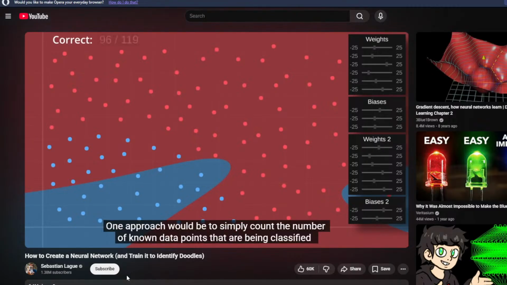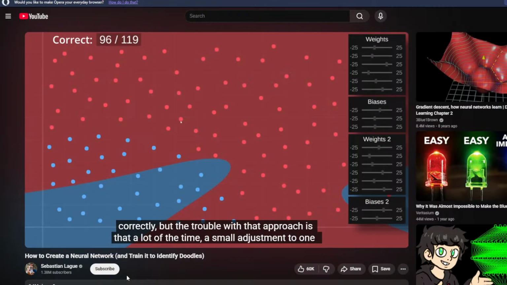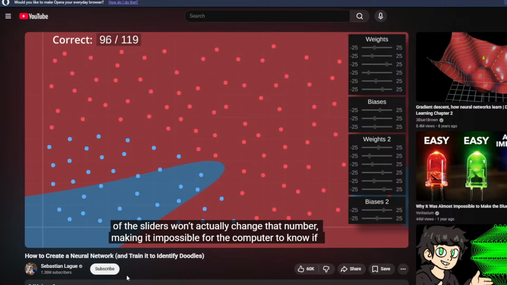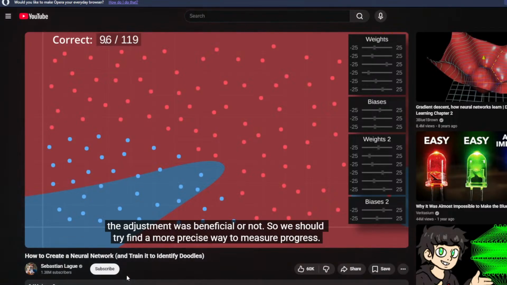And for that to work, it's going to need a way to measure how well it's doing. One approach would be to simply count the number of known data points that are being classified correctly. But the trouble with that approach is that often making a small adjustment to one of the sliders won't actually change that number, meaning it's impossible for the computer to know if that adjustment was beneficial or not. So we should try to find a more precise way of measuring progress.